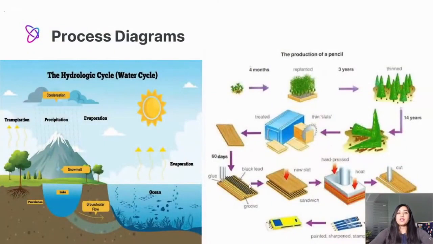There are 2 kinds of process diagrams that you might be faced with. One is a natural process. The other is a man-made process. Natural processes could include, for example, as we have on screen, the water cycle or photosynthesis. And man-made processes could be something like the production of a pencil, or the manufacturing of instant noodles, or the process by which you can get a driver's license. Okay, so these are 2 diagrams that you might be presented with. Again, natural and man-made processes.